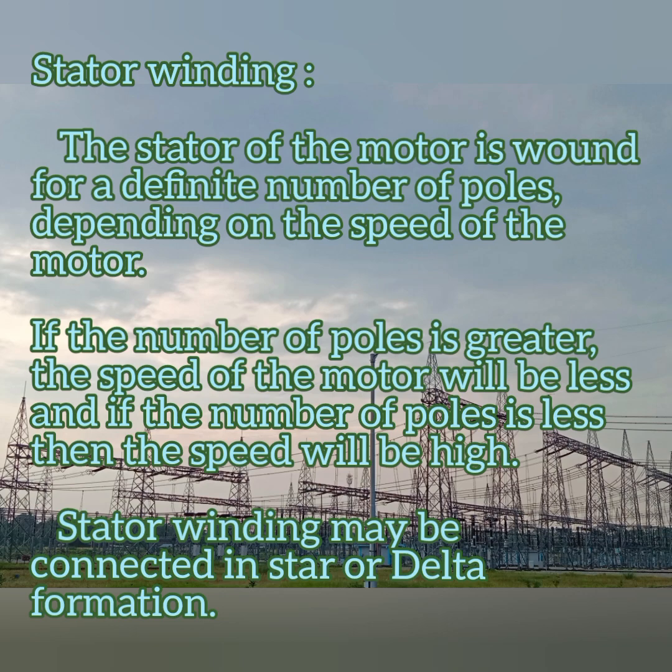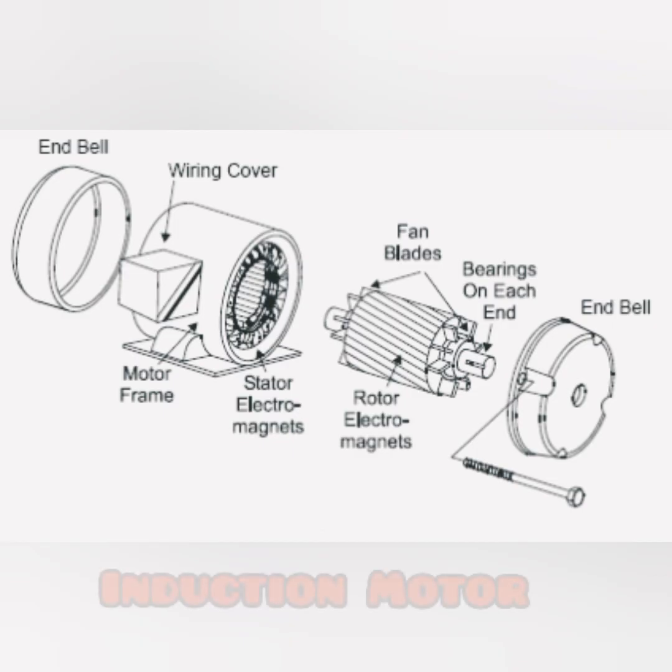If the number of poles is lesser, then automatically the speed of the motor will be higher. So the stator winding may be connected in a star or a delta formation. Next we will see one small example of the overall structure of your induction motor.